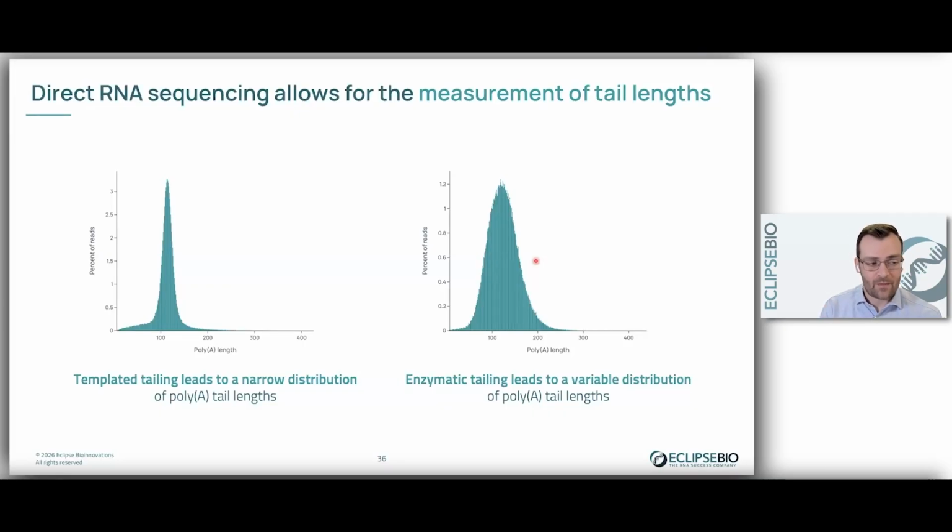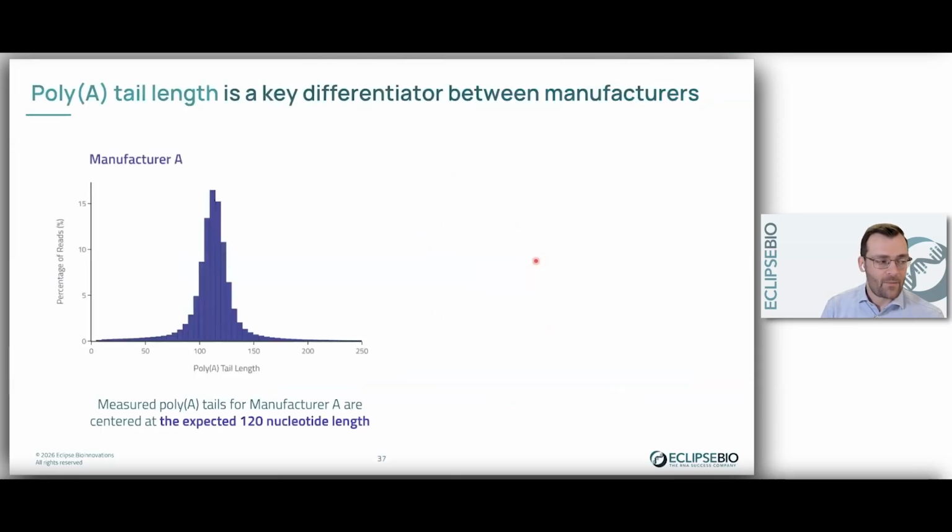That's two test situations. I did want to go back to the manufacturers that I discussed earlier, where we can now see a strong quality difference between the two manufacturers. So to date, we had seen that the identity was comparable between them and the integrity was comparable. But we then also looked at the tail, where for manufacturer A, the large CDMO, their tails were centered at the expected 120 nucleotides and narrow distribution. This is what we typically see with high quality RNA.